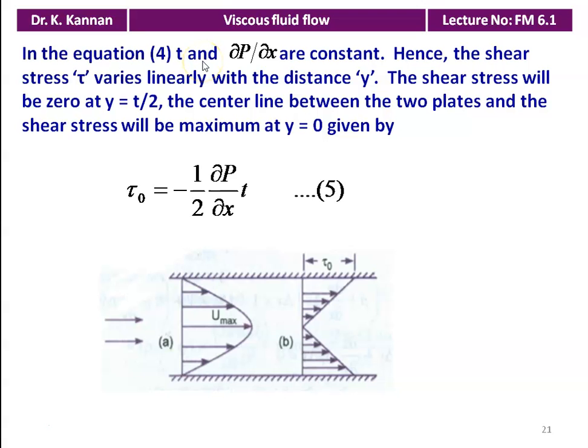In equation 4, t and dou p by dou x are constant. Hence shear stress tau varies linearly with distance y. The shear stress will be 0 at y equal to t by 2, the center line between the two plates, and the shear stress will be maximum at y equal to 0, given by tau 0 equal to minus 1 by 2 dou p by dou x into t. Here t is the gap between the two plates, and this is the diagram. A is the velocity distribution and diagram B is the shear stress distribution in the flow between two parallel plates.